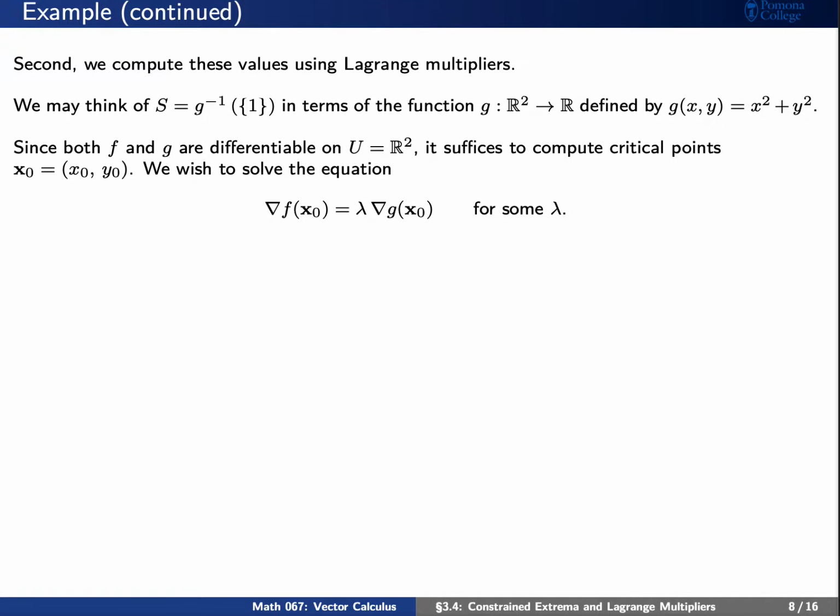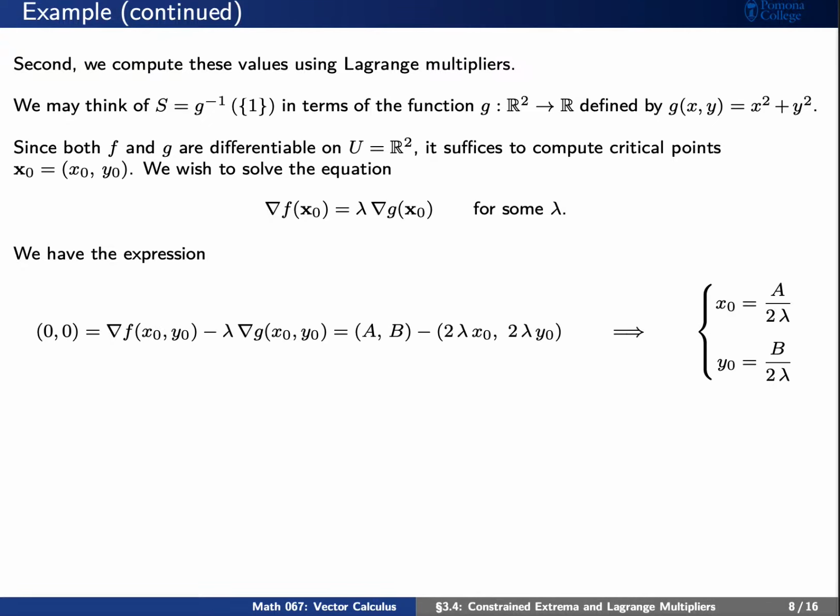Notice that both f and g are differentiable on all of R2, so in order to find the critical points for our function restricted to S, we need to solve the following equation. The gradient of f is a scalar times the gradient of g. This is exactly what it means to find Lagrange multipliers. So what we'll do is take the gradient of f, take the gradient of g, and if we set this equal to each other, then this means we can find that x0 has to be a over twice lambda, and y0 has to be b over twice lambda for some lambda we still have yet to find.